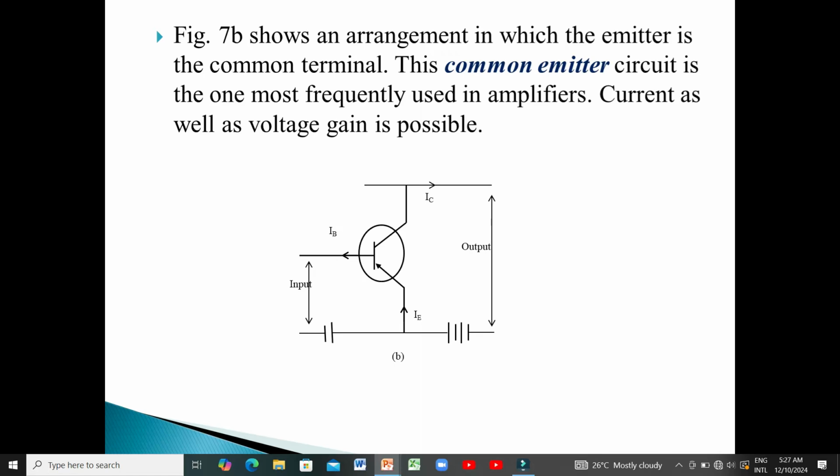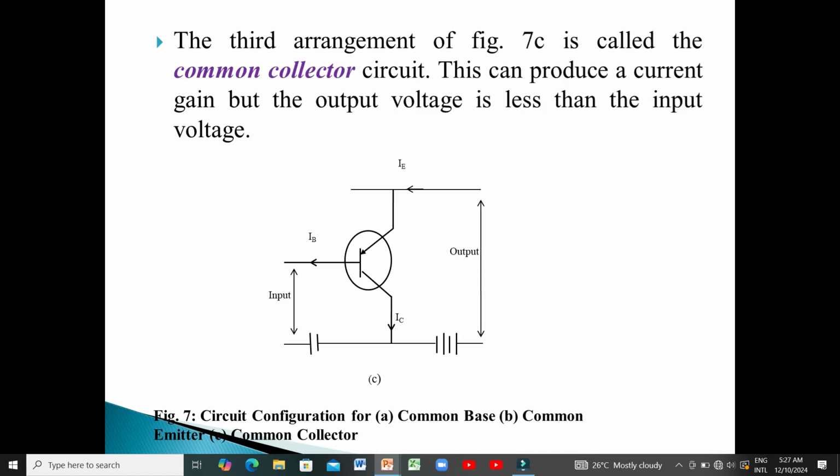Fig 7b shows an arrangement in which the emitter is the common terminal. This common emitter circuit is the one most frequently used in amplifiers. Current as well as voltage gain is possible. The third arrangement shown in Fig 7c is called the common collector circuit. This can produce a current gain, but the output voltage is less than the input voltage.